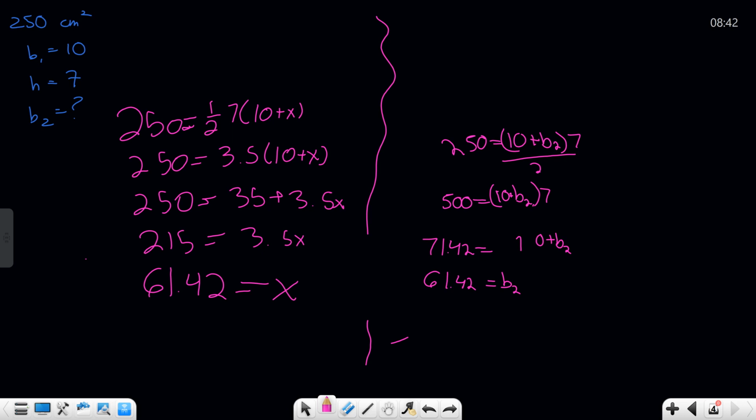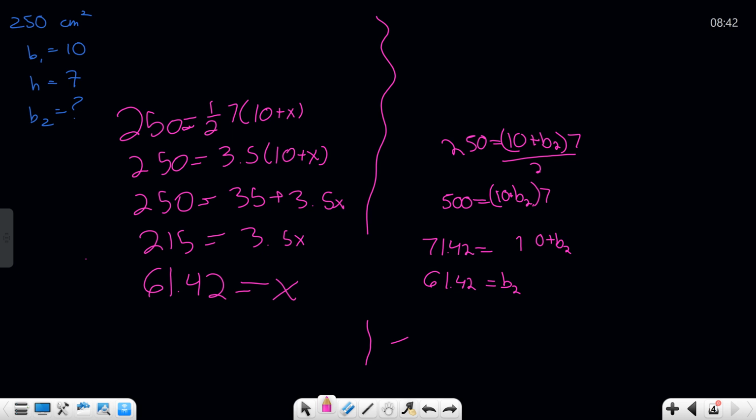Beautiful. Okay, good, they both got the same answer. I'm hoping that's what happened. Two different ways to solve the problem. Which one's better? Doesn't matter. Whatever works better for you.